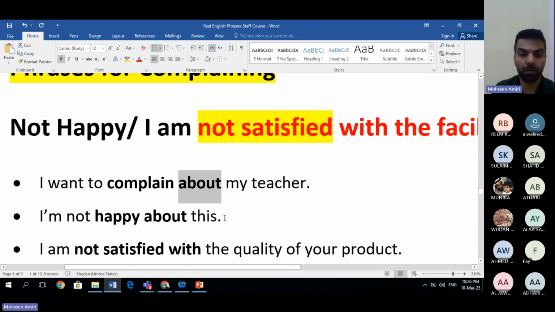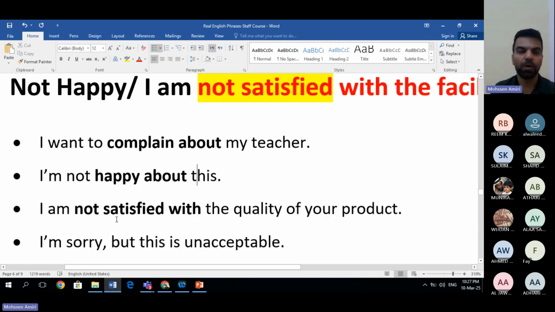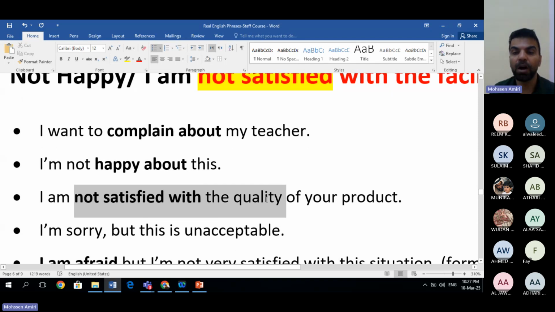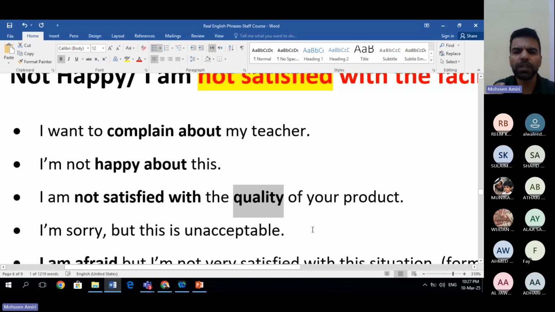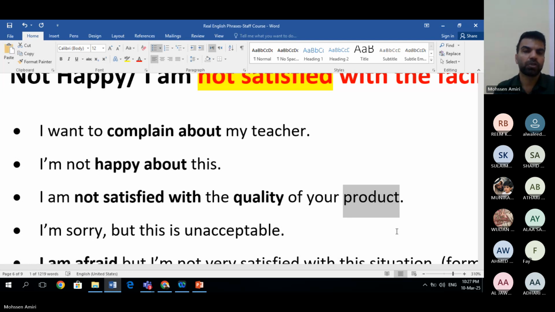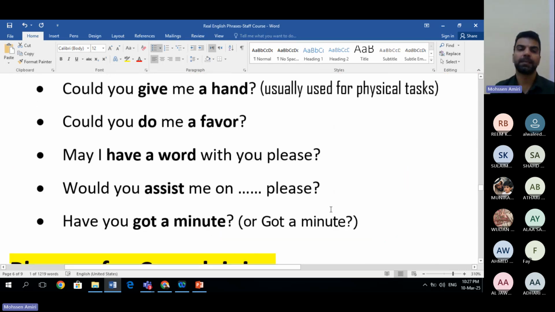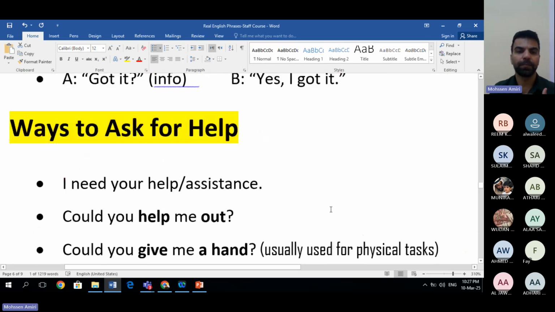So, complain about. I'm not happy about, for example, my class. I'm not happy with my teacher, or I'm not satisfied with the quality of your product. I mean the quality of your, for example, product, or the quality of your class. The quality of your class, I'm not satisfied. So you should know how to use it in your sentence, in your speaking.